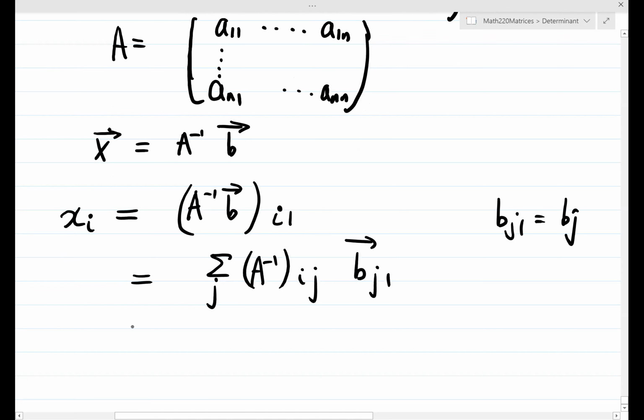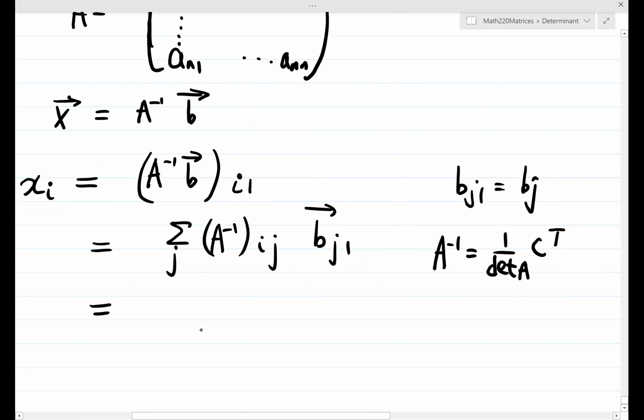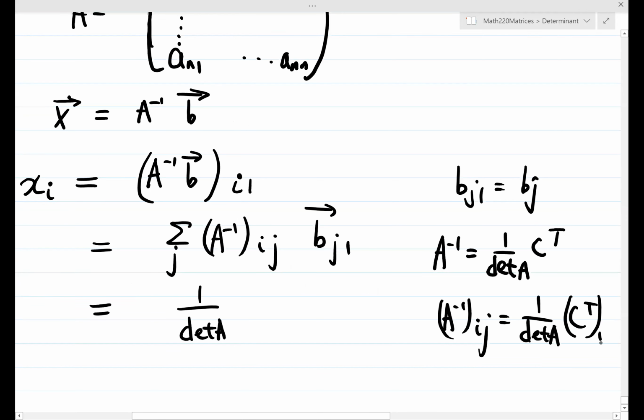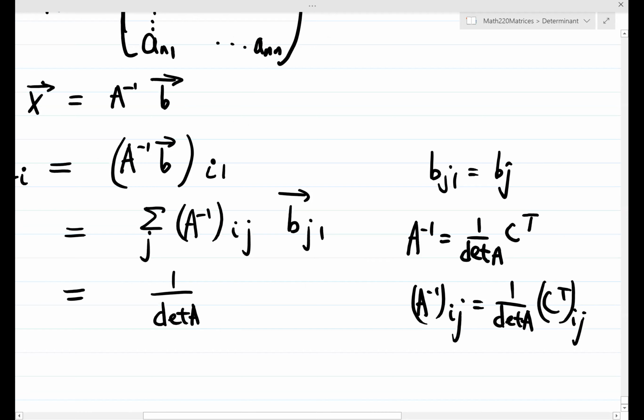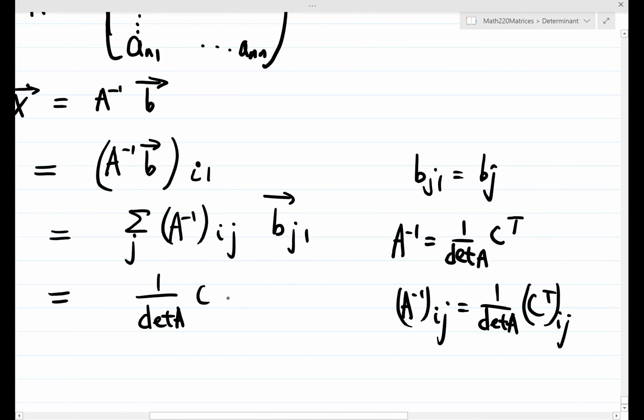So if you write down what A inverse is: remember, A inverse is 1 over determinant of A times C transpose. So A inverse ij is 1 over determinant of A times C transpose ij. Transpose switches the row number with the column number, so we cancel the T and we get Cji times Bj.